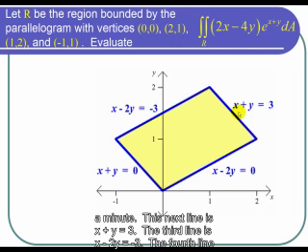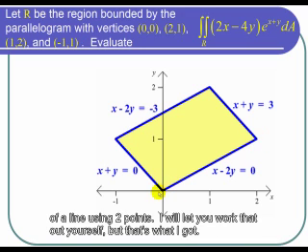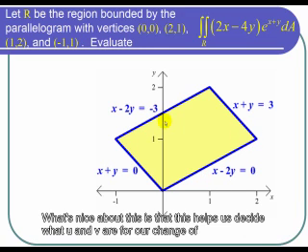This next line is x + y = 3. The third line is x - 2y = -3. And the fourth line is x + y = 0. Again, I just had 2 points, and I used the standard formulas to find the equation of a line using 2 points. So I'll let you work that out yourself, but that's what I got.